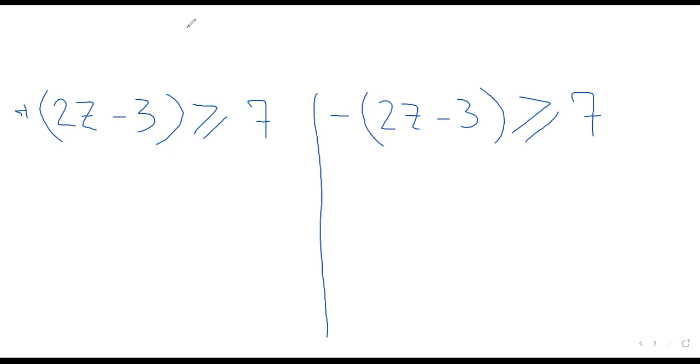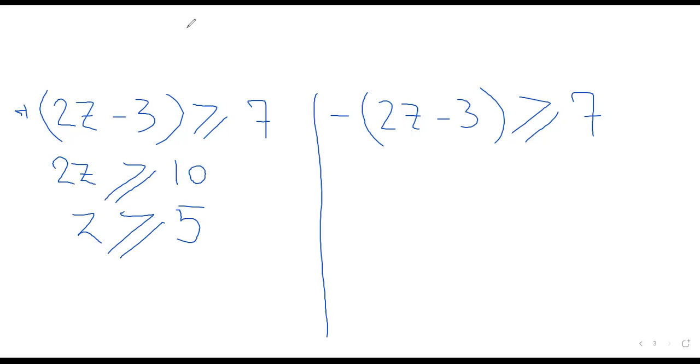z must have two values. If we proceed with the positive one, you have 2z, and the 3 goes to the other side by adding 3. When we add 3, we get 10. Then we divide by 2 on both sides of the inequality. We get 5. So z must be greater than or equal to 5.